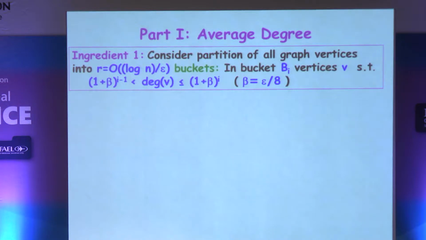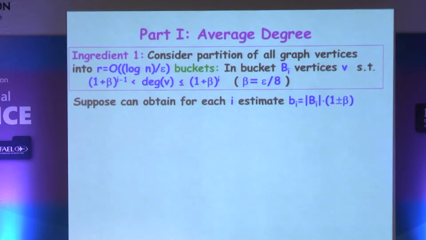So here beta is something like epsilon over 8. That's just a constant. And so the degree is roughly 1 plus beta to the i, for vertices in the i-th bucket, up to a small factor of 1 plus epsilon, roughly.